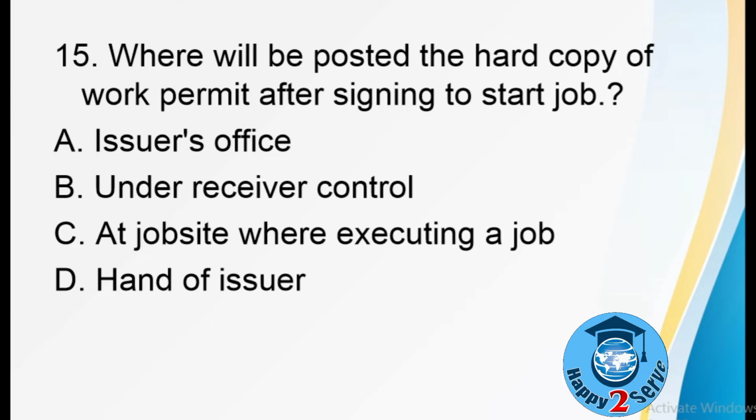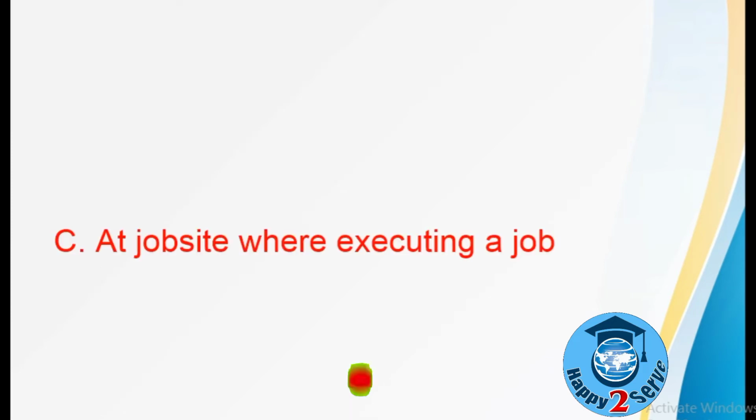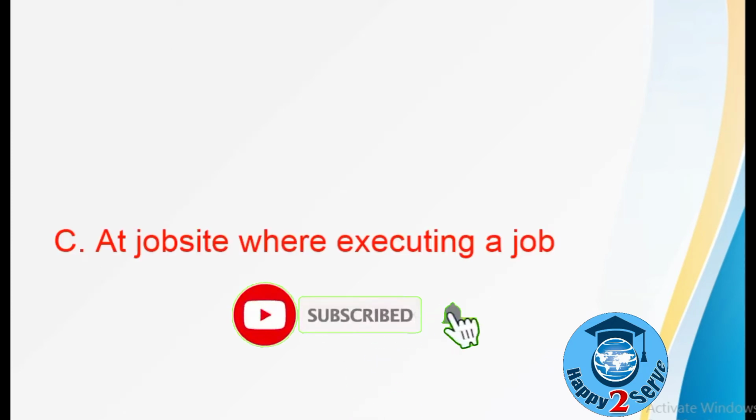15. Where will the hard copy of the work permit be posted after signing to start the job? A. Issuer's office. B. Under receiver control. C. At the job site where executing the job. D. Hand of issuer. Answer: C. At the job site where executing the job.